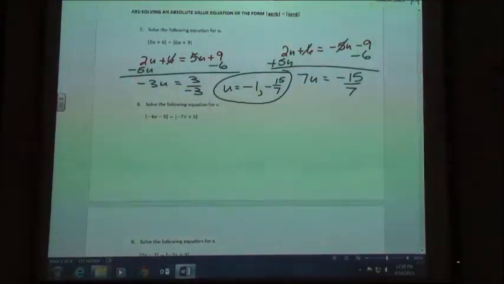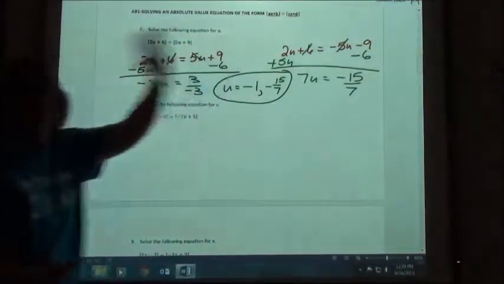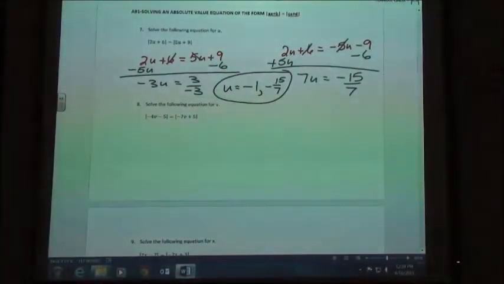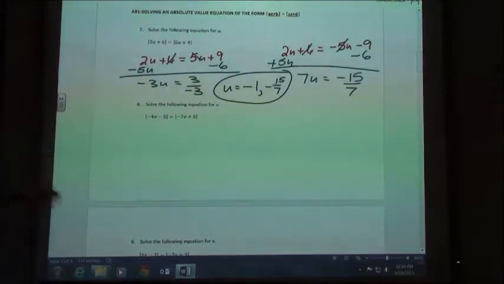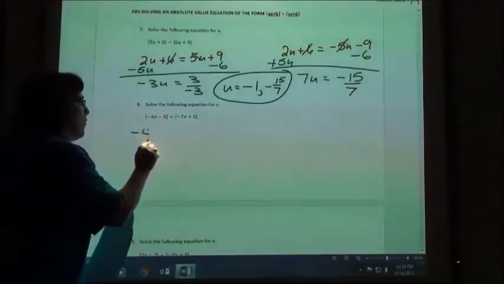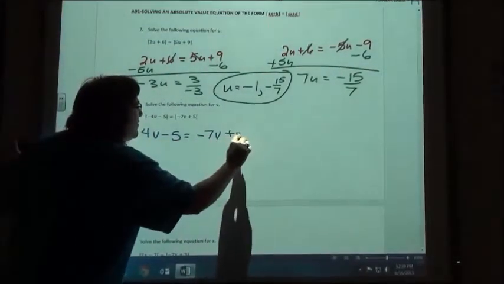So in these ones where you have absolute values on both sides, you're always going to do two cases, they'll call them two separate problems to solve. So number 8, again, my first problem, just the exact same problem without the absolute values. So negative 4v minus 5 equals negative 7v plus 5.